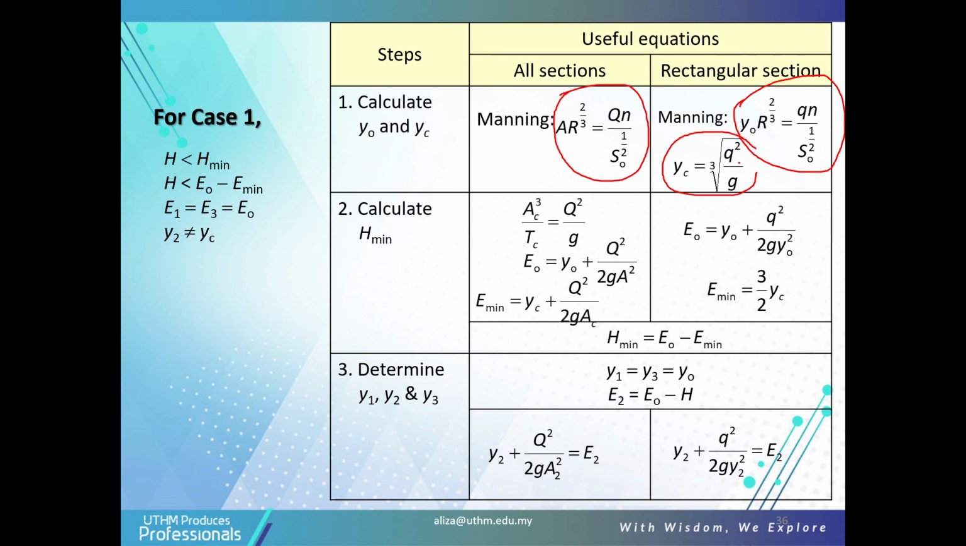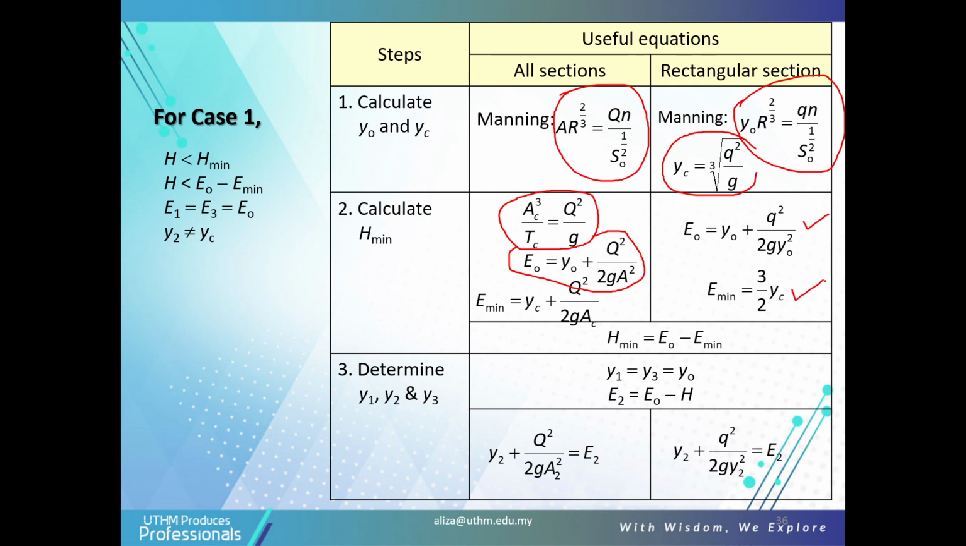Okay, all this formula is given. I just randomly put in a list of formulas so you can find from that. So to calculate H, using all the formulas that I mentioned from the previous slide, you also use the specific energy here, based on this one, and E minimum here. For the rectangular section, use this equation.